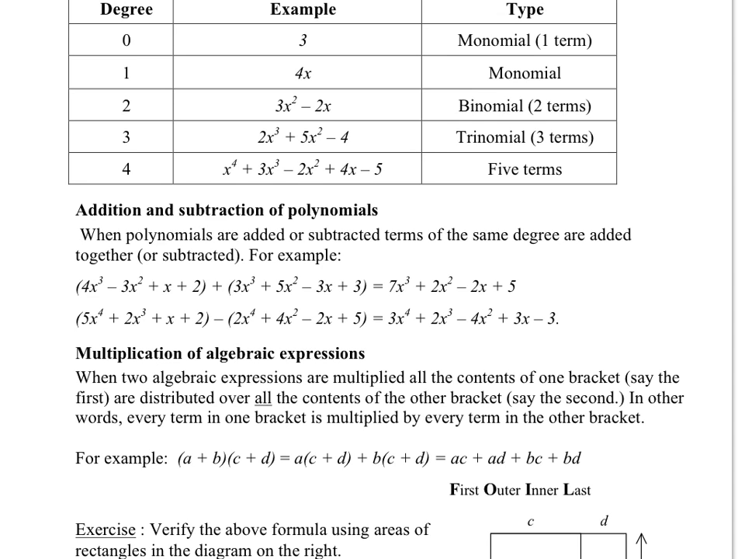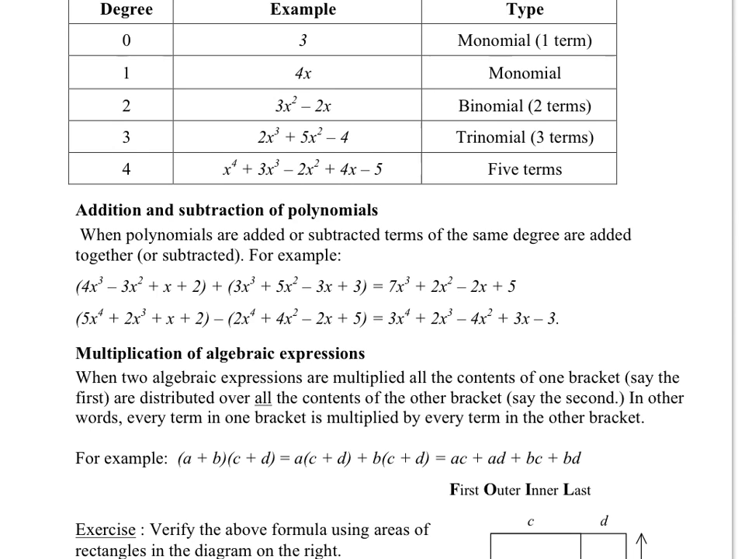It's very easy to add or subtract polynomials. You'll remember that we have to deal with like terms, so the 4x cubed in this example would be added to the 3x cubed over here to make 7x cubed. And the same thing goes for the x squared terms, the x terms, and the constant terms. They get added on to each other also.